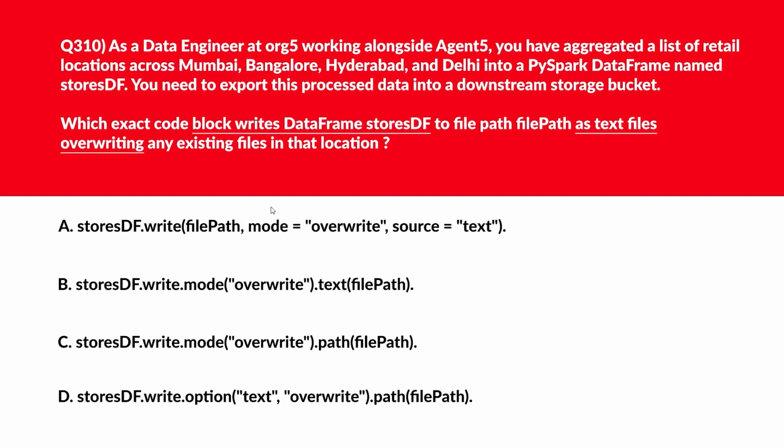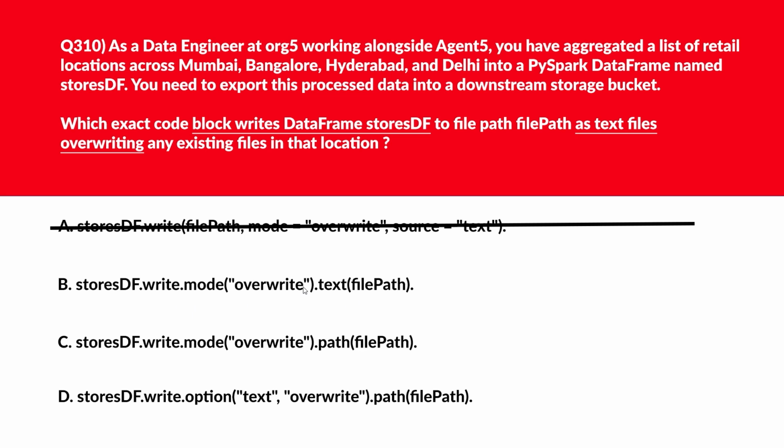All right. Now let's look at this. So here we need to find out the exact code block that writes data frame stores df to a file path as text files, overwriting any existing files in that location. Option A, passing the configuration arguments inside the base write property violates the syntactic rules of the data frame writer API. Wrong answer.